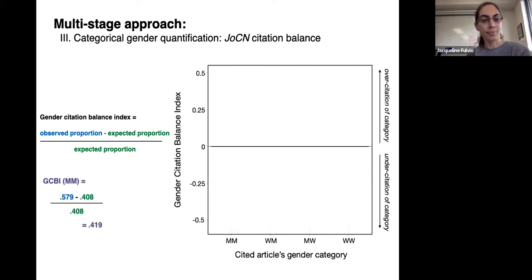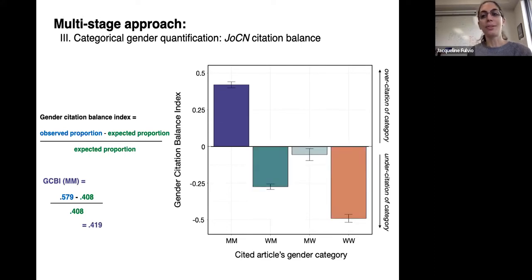And so here's an example for the MM paper. The observed proportion was 57.9, as we saw on the previous slide. The expected overall, that full decade, was 40.8. And so we had an index of 0.419, which is very positive. So that is an over-citation of the category. What about for our remaining categories? They were under-cited. So basically our results mirror those that were shown for the five broad scope journals.